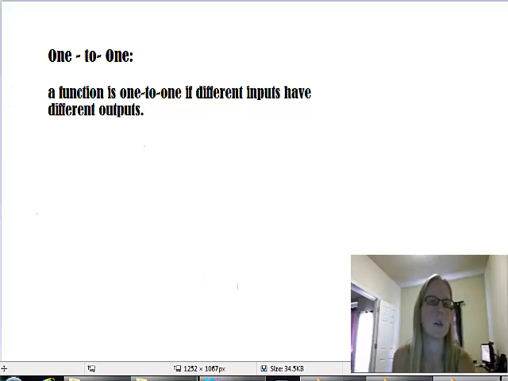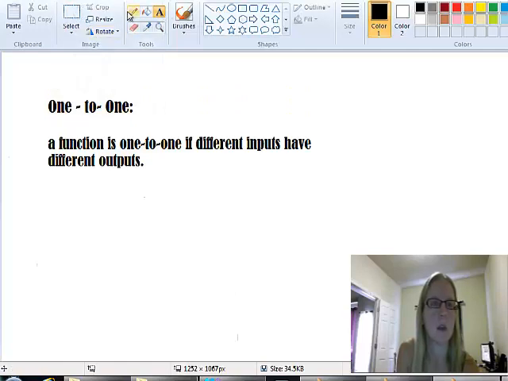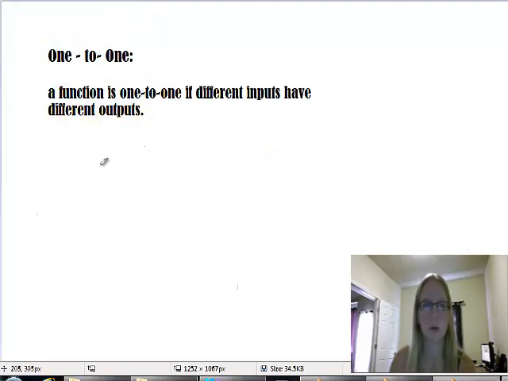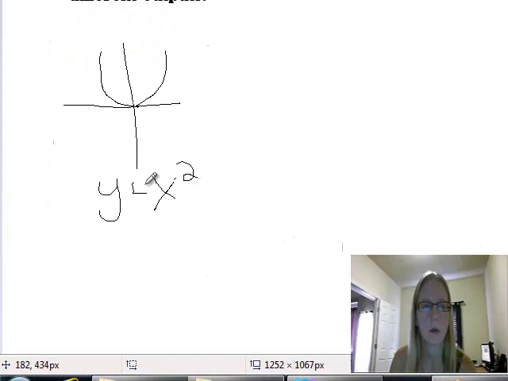So this is our next definition: a one-to-one relation or function. A function is one-to-one if different inputs have different outputs. The best way really to visualize that is solely by examples. We'll do the two that we've done the most often in class. Let me draw the first example for you right here. Let's make this a parabola. So here is your y equals x squared.